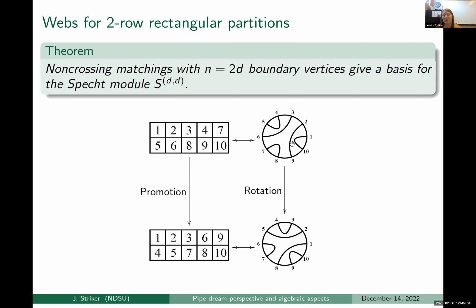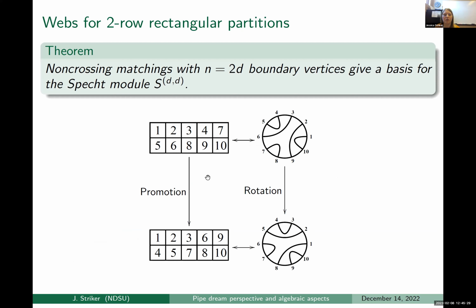And a different combinatorial basis, which is better, in my opinion, is that of non-crossing matchings, because you can rotate a non-crossing matching and get another non-crossing matching. Whereas over here, it turns out you have to do promotion on these tableaux, but just rotating the numbers isn't going to work. So either of these things gives us a basis for this Specht module.